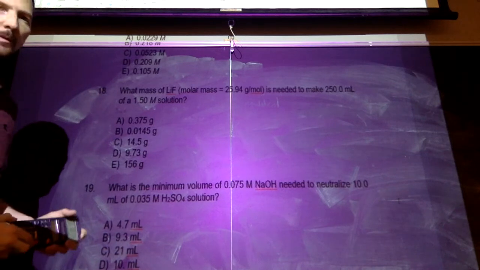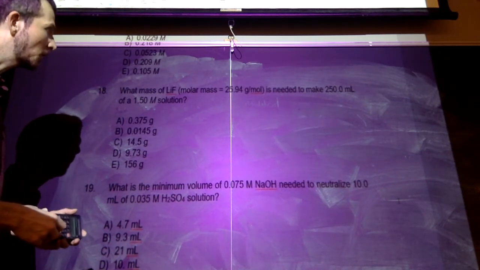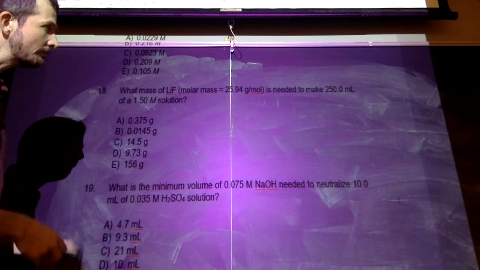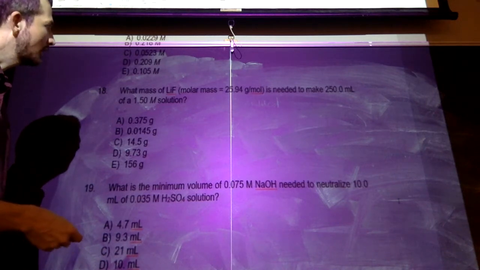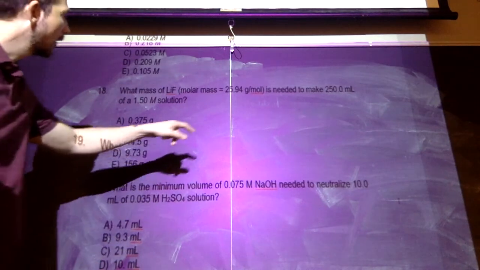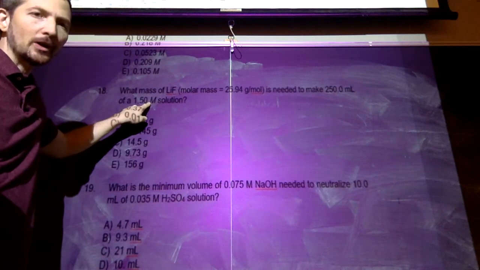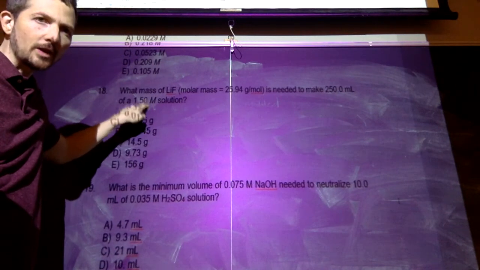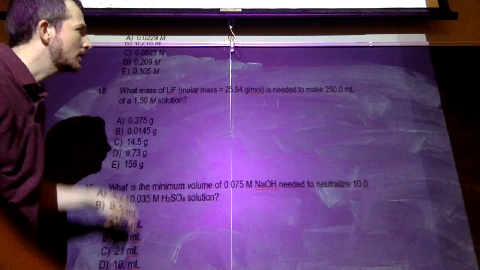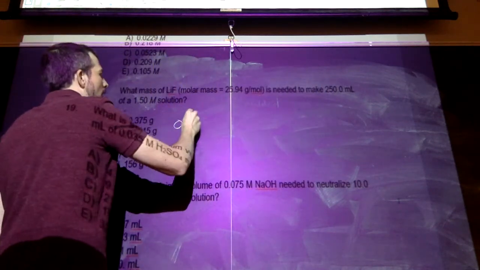What mass of lithium fluoride is needed to make 250 milliliters of a 1.5 molar solution? So I'm going to use my molarity as a conversion factor. So where do I start? I'm going to start here where I have a volume and my concentration. So for my volume and concentration, I can find the number of moles. So again, I'm going to move the decimal point here 3 places so I can say liters.